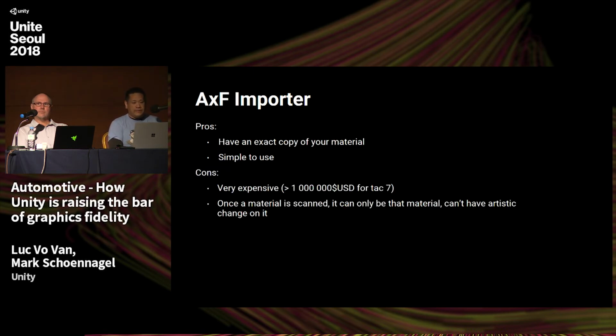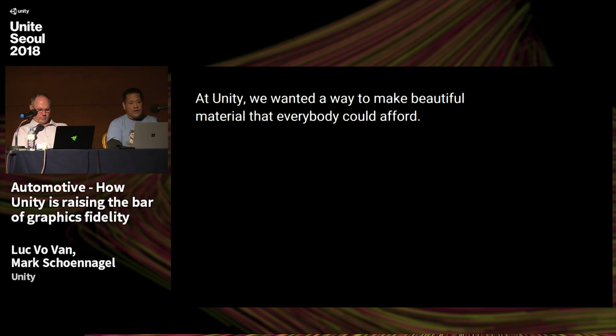So what are the good things about AXF? It's an exact copy of your material, and it's really, really simple to use. And the negatives are, it's very, very expensive. It's about $1 million for the machine. And once you scan the material, you have to use that material. It's mathematical formulas, so you cannot do artistic touch-up on it.